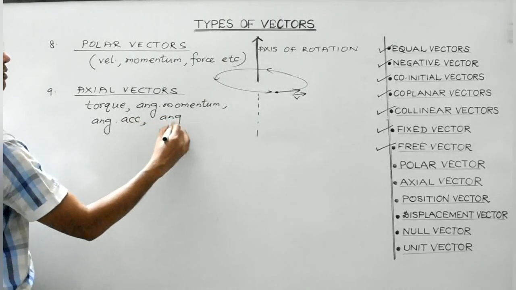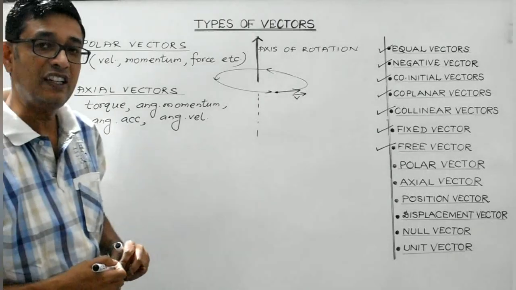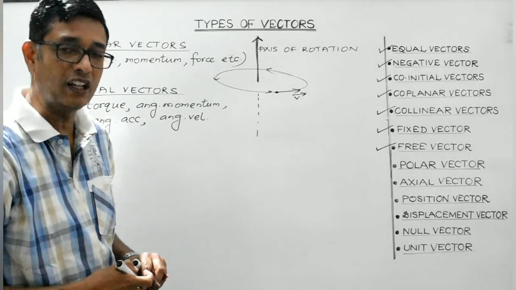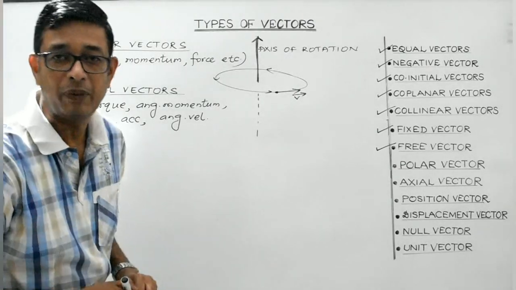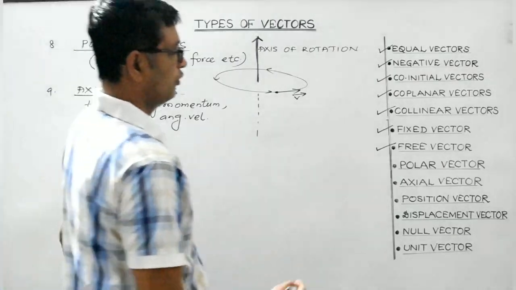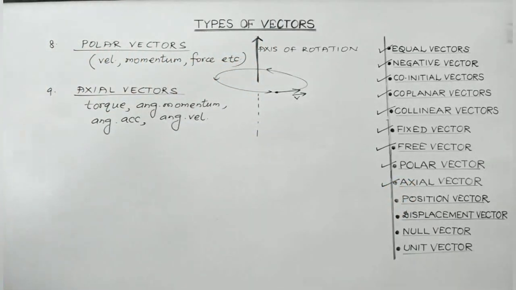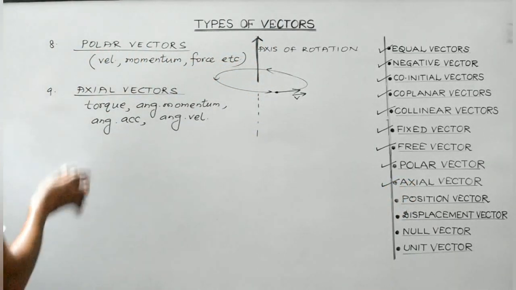Then angular velocity. All these vectors act along the axis of rotation of the body, and accordingly they don't have any point of application and are known as axial vectors. Right? So we are over with polar vectors and axial vectors as well. Now let's discuss position vector.